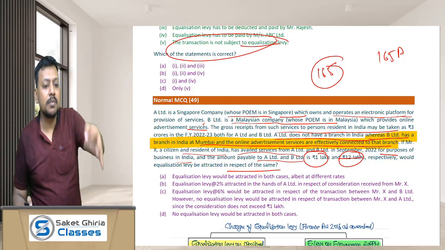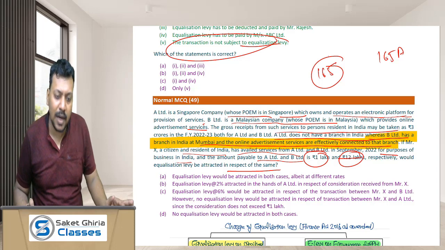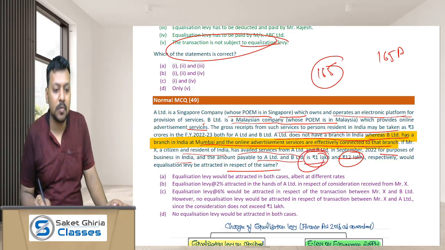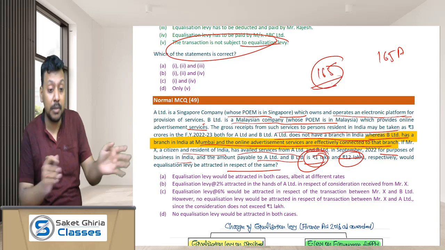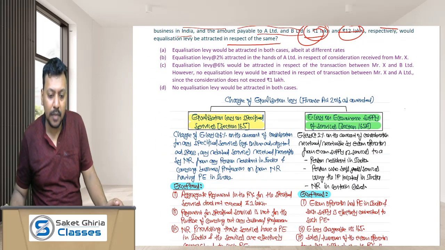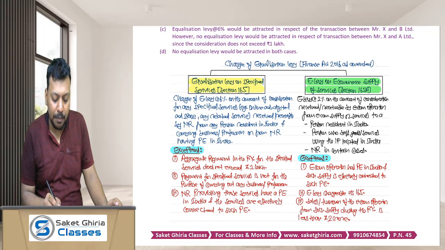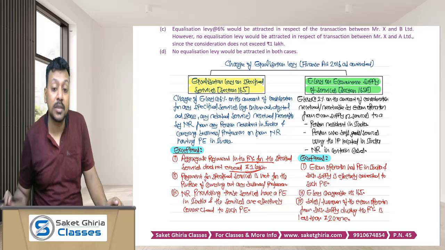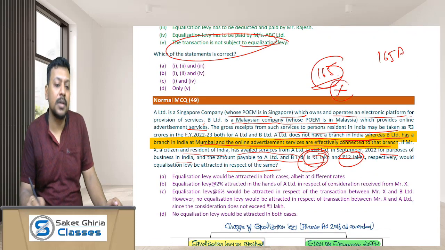Sir, payment is made by a person resident in India. The services are for business purpose. Is the payment exceeding 1 lakh? No, sir. The payment is rupees 1 lakh, and for 165 applicability, the payment should exceed 1 lakh. Please, dear, if the payment does not exceed 1 lakh, 165 is not applicable. So here 165 is not applicable.